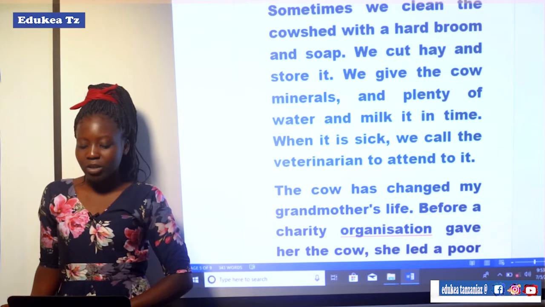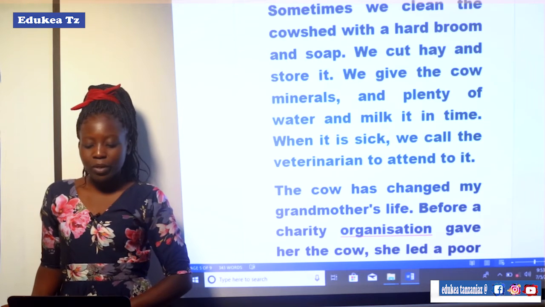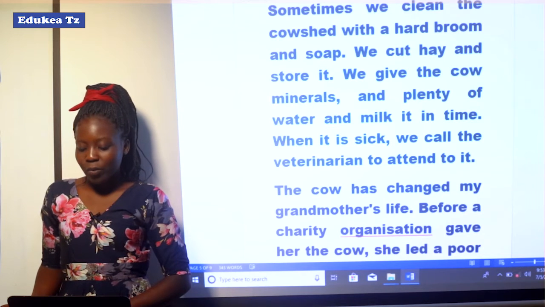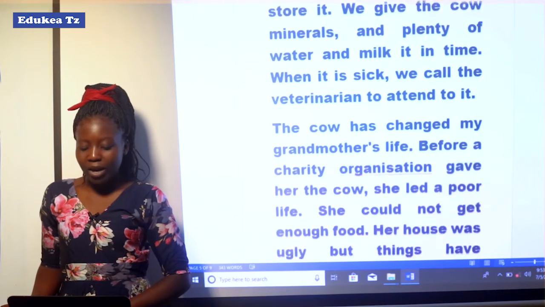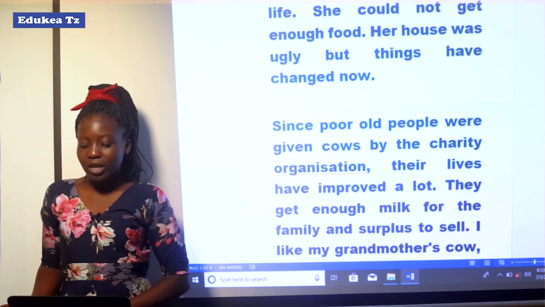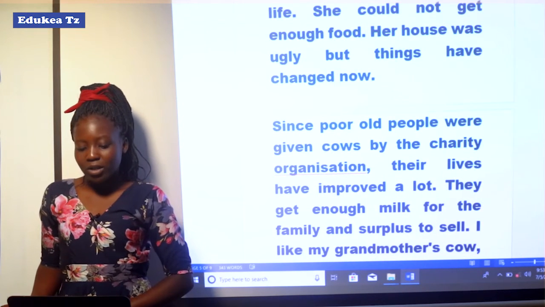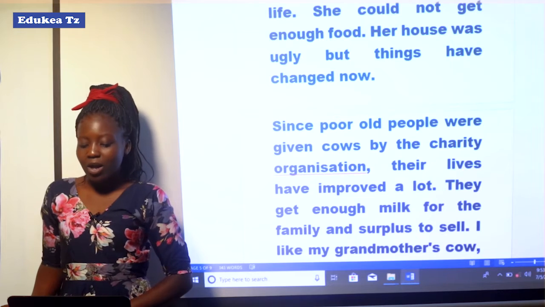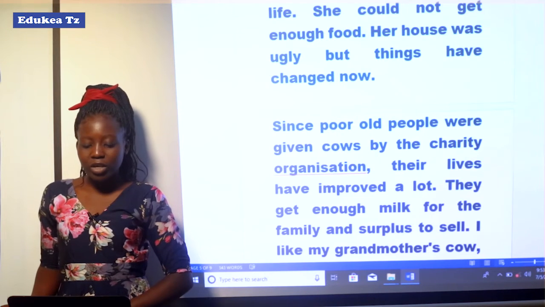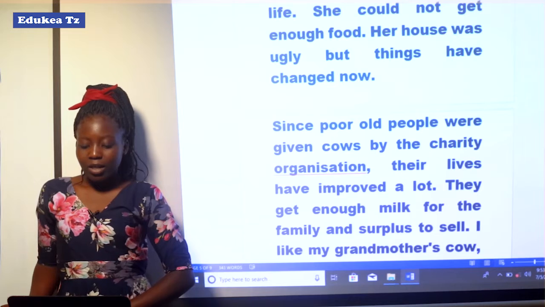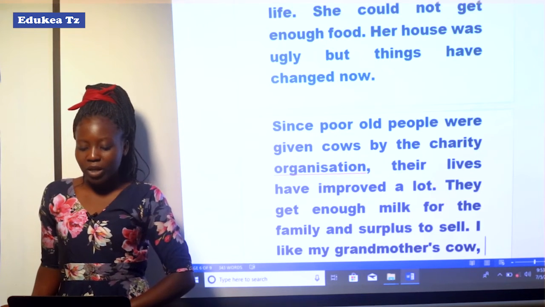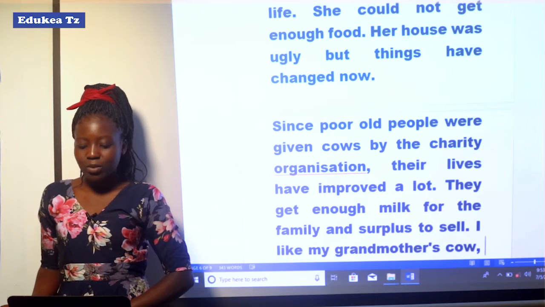The cow has changed my grandmother's life. Before a charity organization gave her the cow, she led a poor life. She could not get enough food. Her house was ugly, but things have changed now. Since poor old people were given cows by the charity organization, their lives have improved a lot. They get enough milk for the family and surplus to sell.